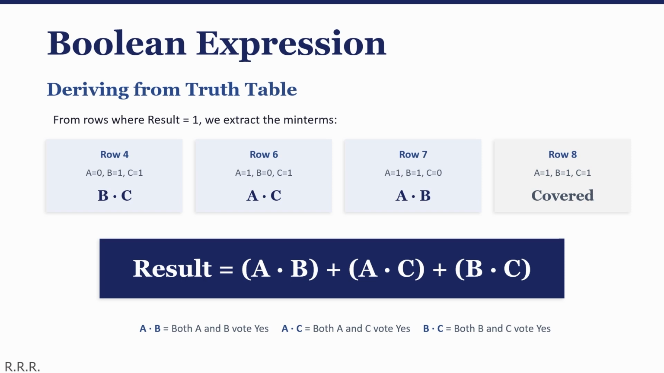Now we combine these 3 terms using the OR operation, which gives us the final simplified Boolean expression. Result equals A and B or A and C or B and C. In plain English, this means the result is yes if both A and B vote yes, or if both A and C vote yes, or if both B and C vote yes. Any pair of stations agreeing on yes is enough to produce a majority. The dot symbol represents AND and the plus symbol represents OR.